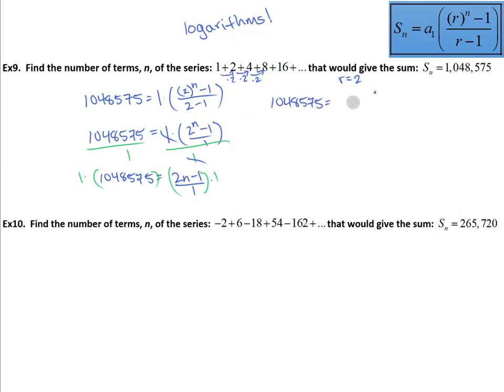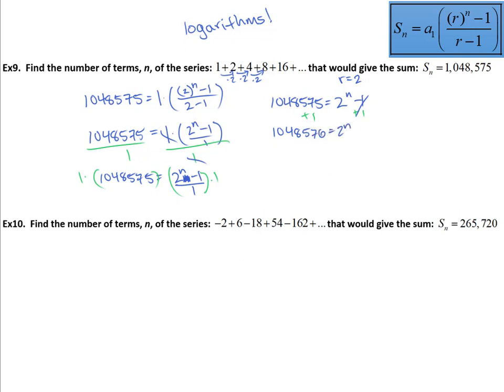48575. We just haven't needed to go to a calculator yet. Equals 2 to the n minus 1. And I apologize, this should be a power. Didn't write that up there nicely enough. Okay, well, we're getting close. How would I get rid of this? Well, let's add 1 over. All right, it's minus 1. Let's add 1 over.